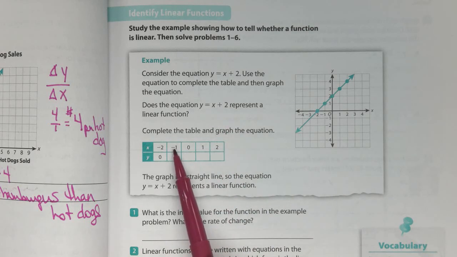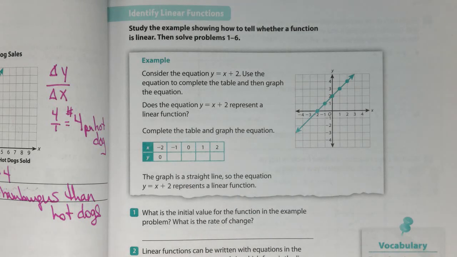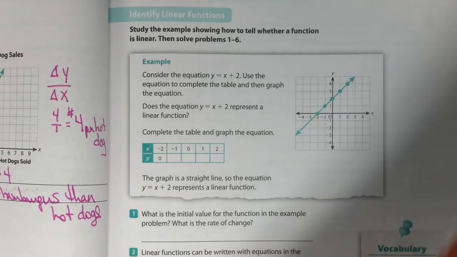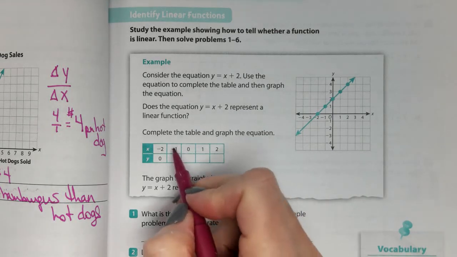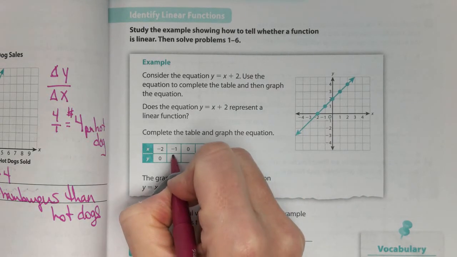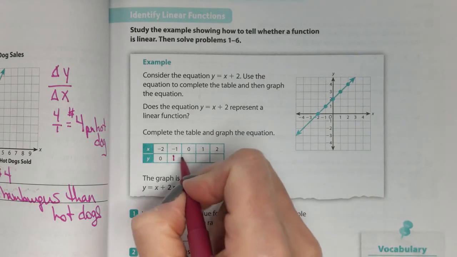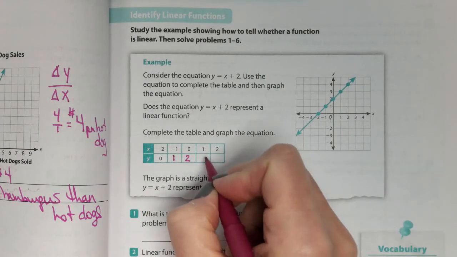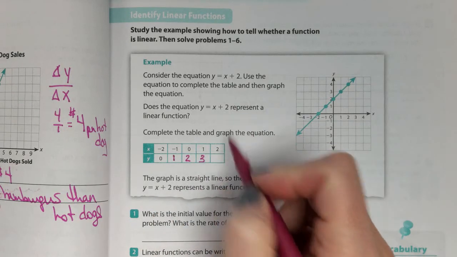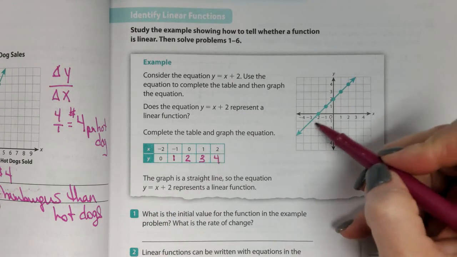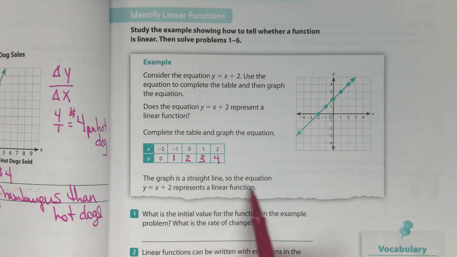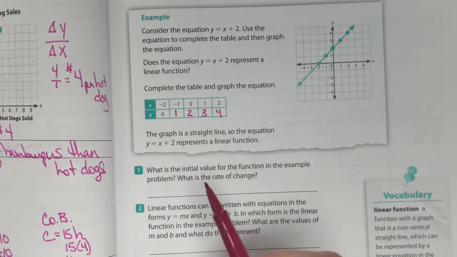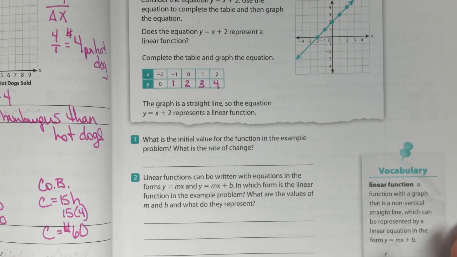So negative 1 plus 2 would be, okay, fill in that table. I'm going to give you just a minute. So negative 1 plus 2 is 1. 0 plus 2 is 2. 1 plus 2 is 3. And 2 plus 2 is 4. And they have those plotted out. It says the graph is a straight line, so the equation y equals x plus 2 represents a linear function.